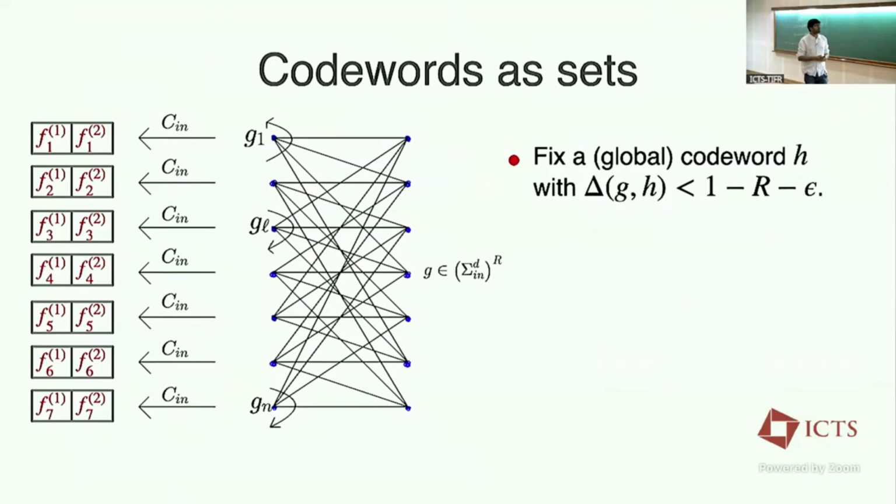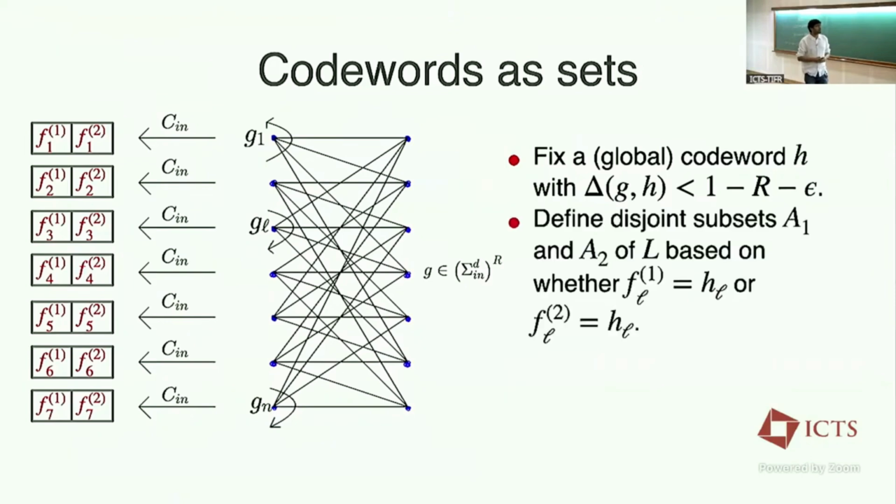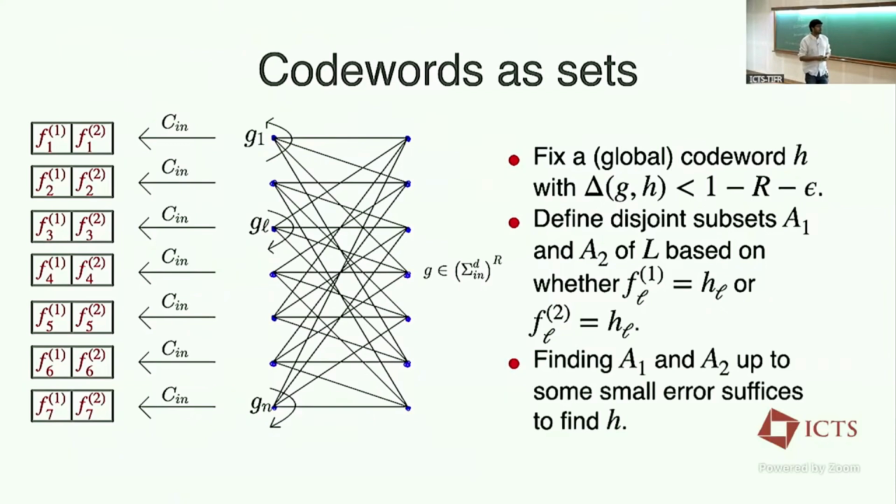Let's say we fix such a global code word H. We define disjoint subsets A1 and A2 of L based on whether it's the first thing in the local list or the second thing. And really finding H reduces to finding these A1 and A2. That's not too difficult to see.